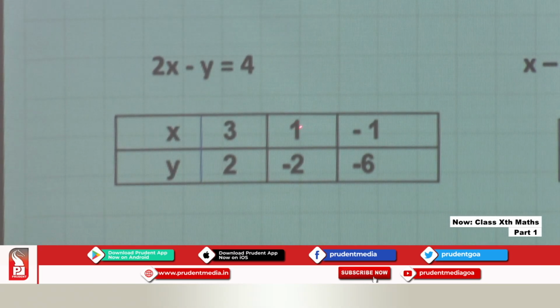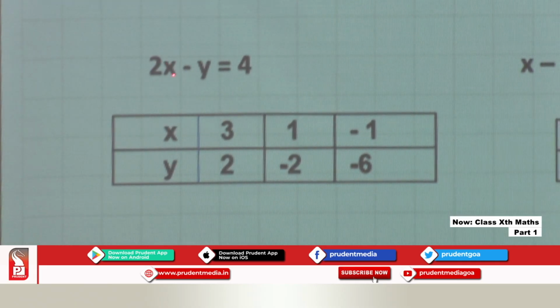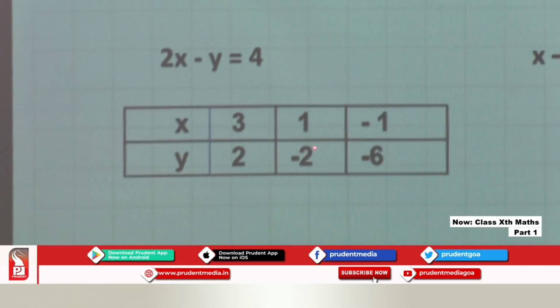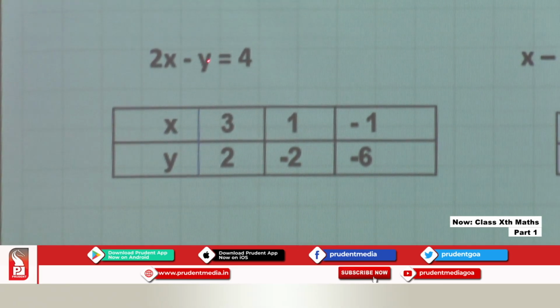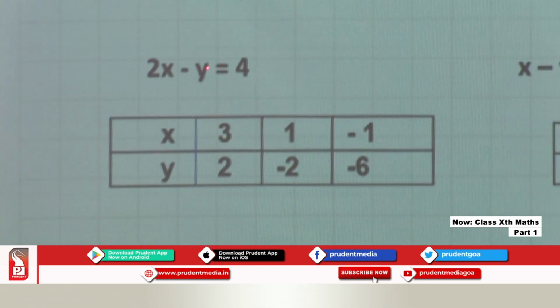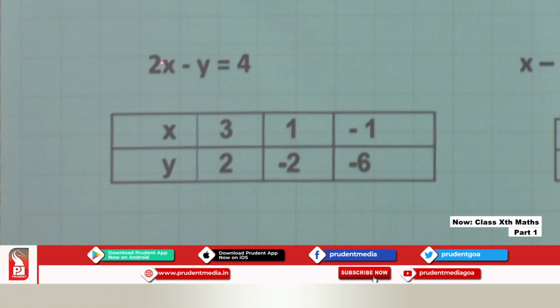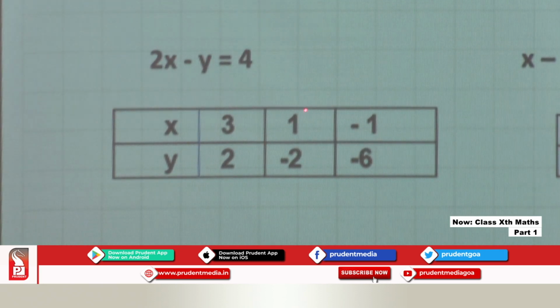Now in the second part, what I have taken value of x is 1. So 2 1s are 2. So now what I have taken here, value of y is -2. So it is -2 into minus. So minus into -2 is +2. So it is 2 plus 2 is 4. So I got 1 and -2.